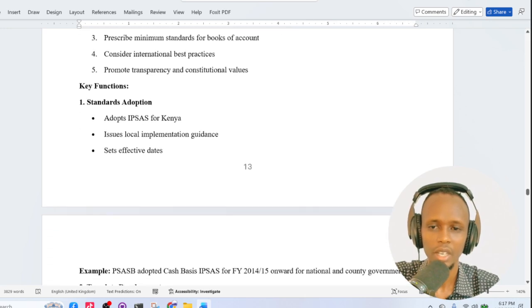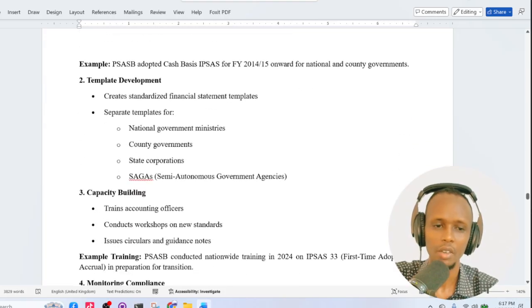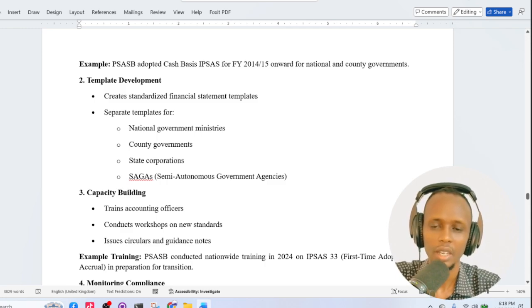I won't repeat that. Key functions: standards adoption, it adopts IPSAS for Kenya, issues local implementation guidance, and sets effective dates. For example, IPSASB requires that we normally apply IPSAS from 1st January, but in Kenya we apply from July because our year starts in July. So you can't apply the applicable IPSAS backwards. You can't go backwards. So since our year starts in July, we normally apply all our IPSASs from July, even if IPSASB directs that we apply from 1st January.